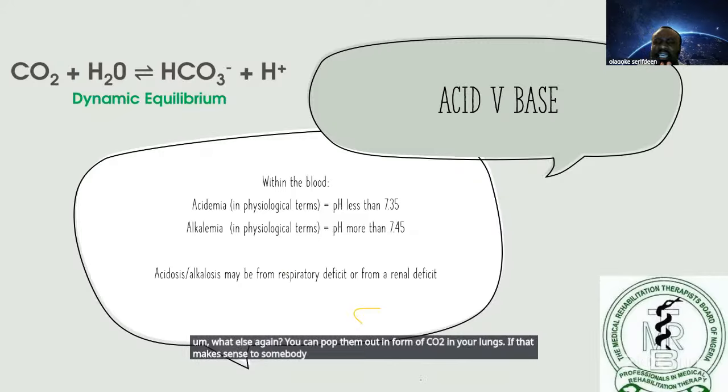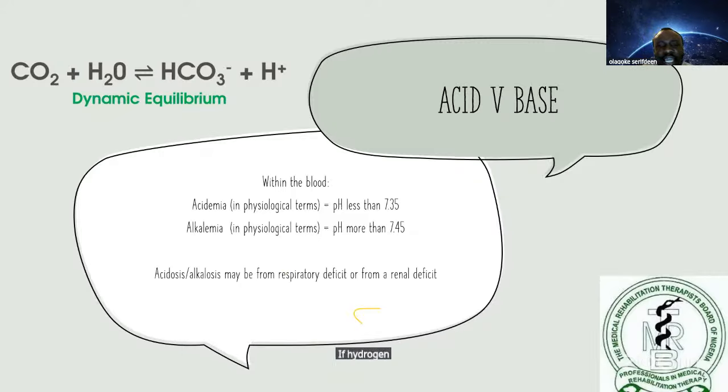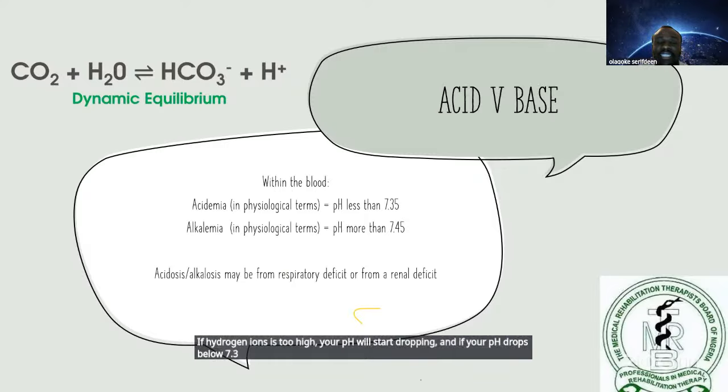And again, if hydrogen ion is too high, your pH will start dropping. And if your pH drops below 7.35, we say the person has acidemia. We love the term acidemia. That "emia", because we are dealing with blood here. It's not in secondary school where you just write H2SO4. No, we are dealing with human beings here. "Emia", physiological terms.